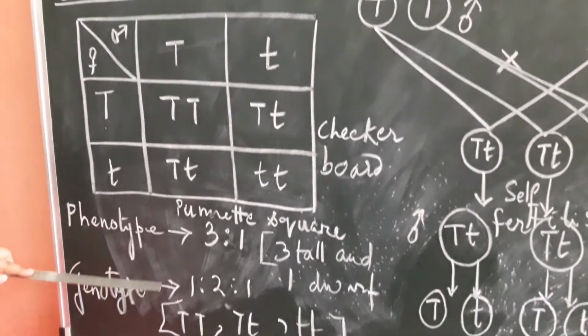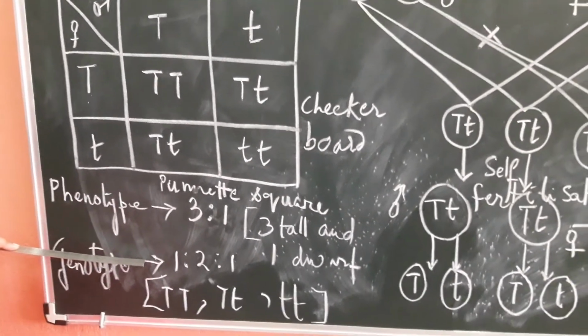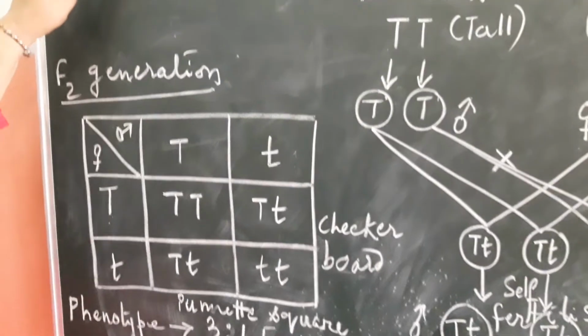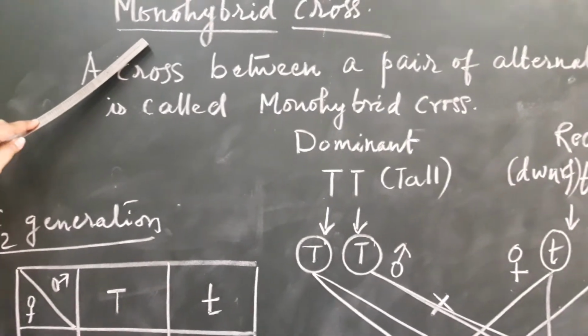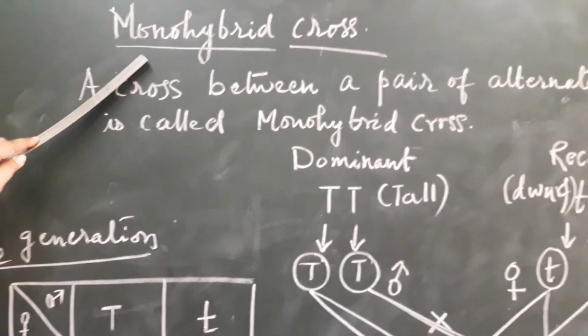So from this we can come to the conclusion of the monohybrid cross, that is the law of segregation, which I will explain to you in the next class.